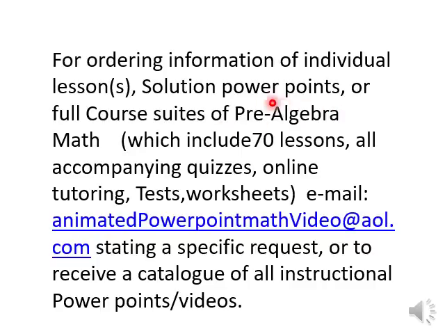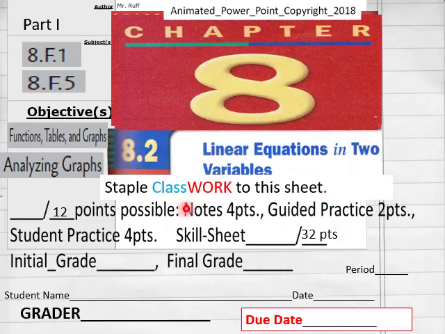Hello everybody, we're getting ready to do pre-algebra lesson 8.2 part 1 today. Part 2 and part 3 are over here. 8.2 linear equations in two variables.